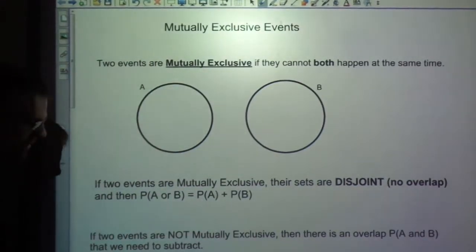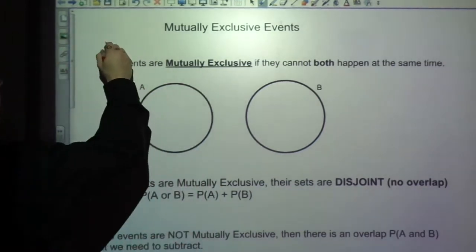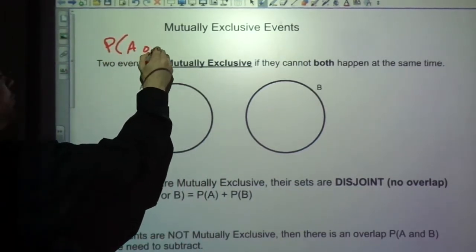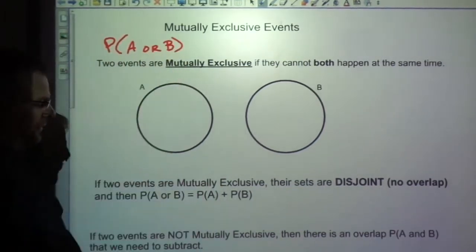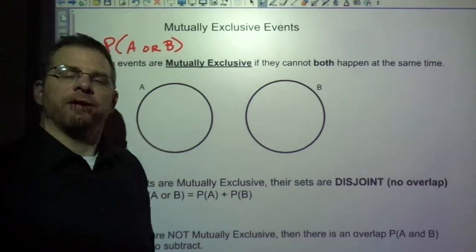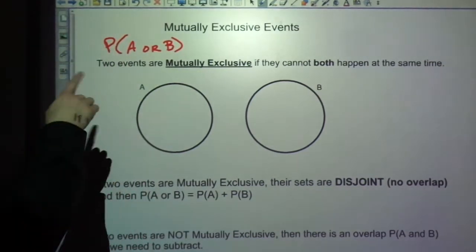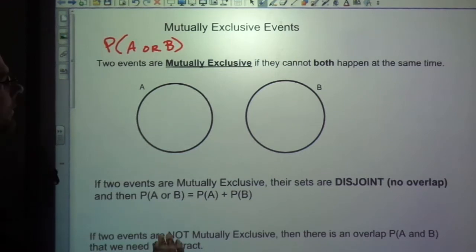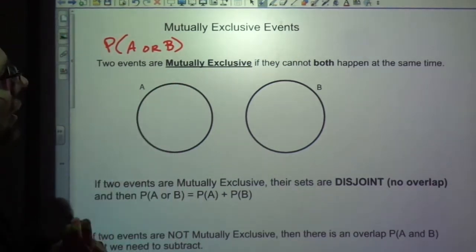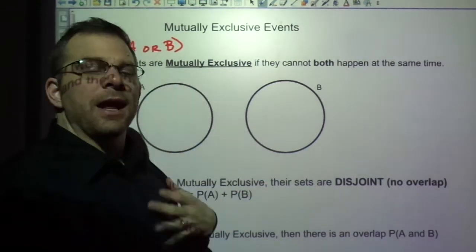Today we're going to look at probabilities of finding two things, probability of A or B. And there's two different ways that we can find this depending on the kinds of events that A and B are. Mutually exclusive events are ones that cannot both happen at the same time.